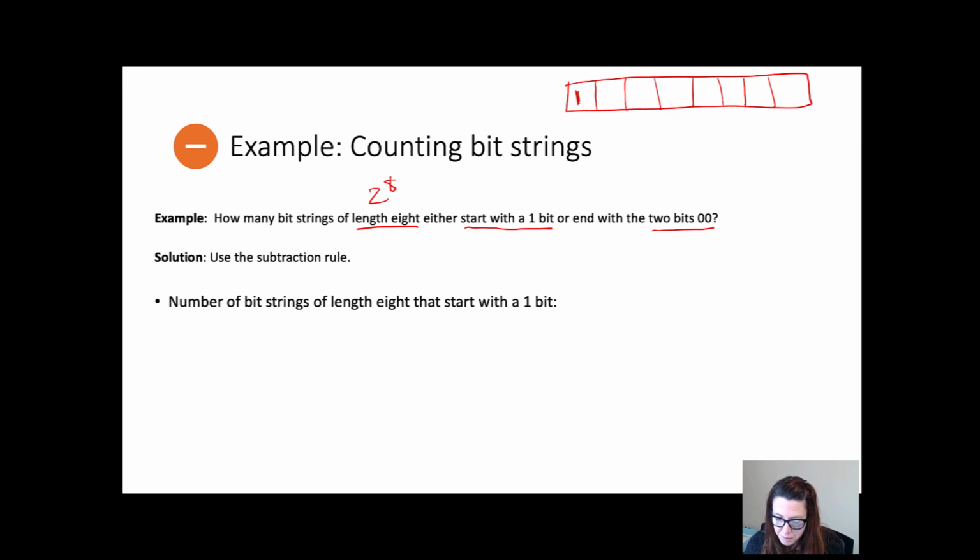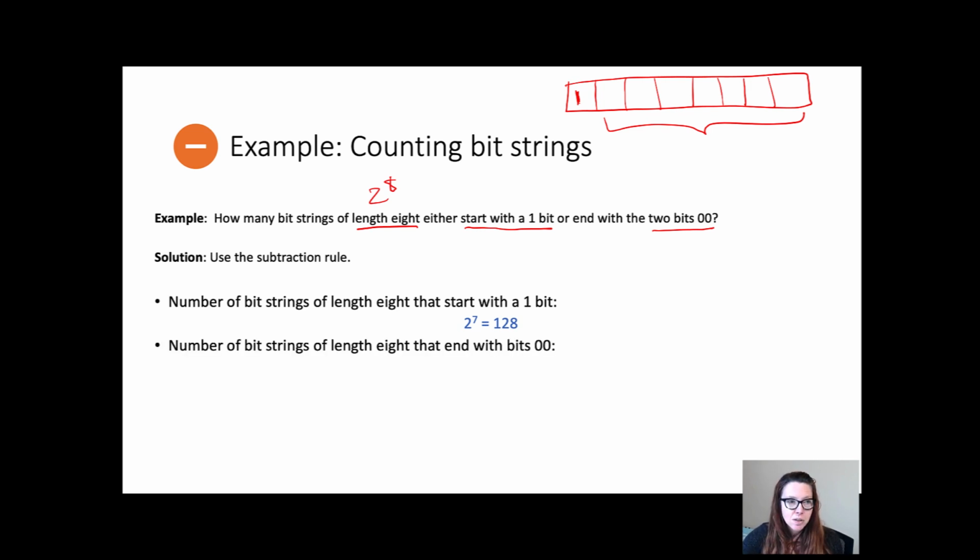So it's going to start with a 1 bit. So the 1 is fixed. Yeah. Nice. But actually, I'm going to make it simpler. Just assume this, okay? So I know it's going to start with a 1, so I don't have a choice for that. Well, I do have a choice, but I only have one choice. It's going to be a one, right? So, perfect. I have 2 to the 7th choices there, don't I?